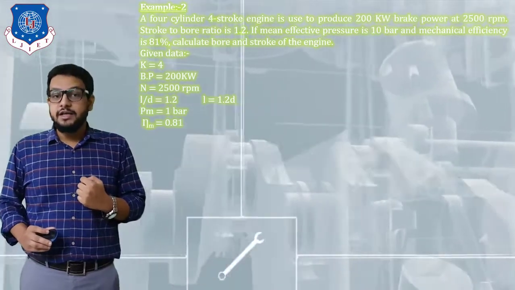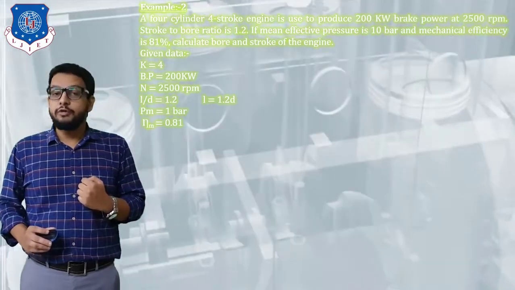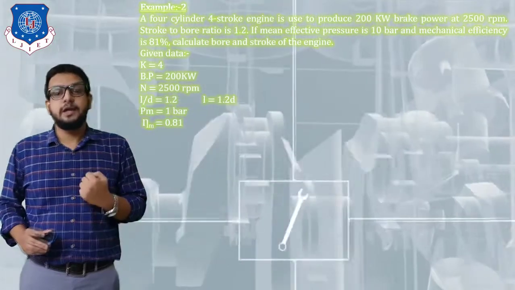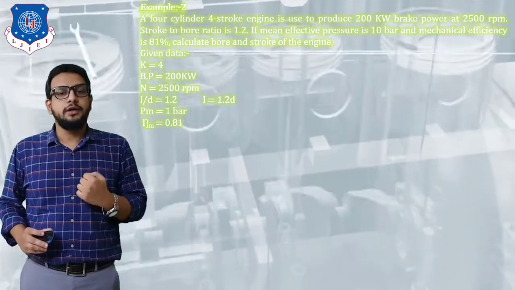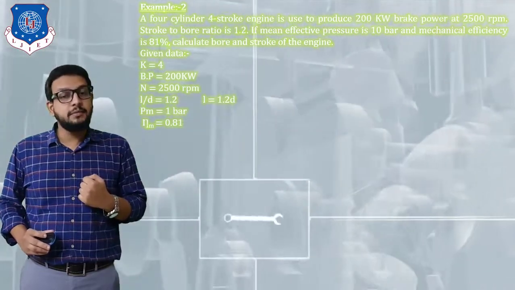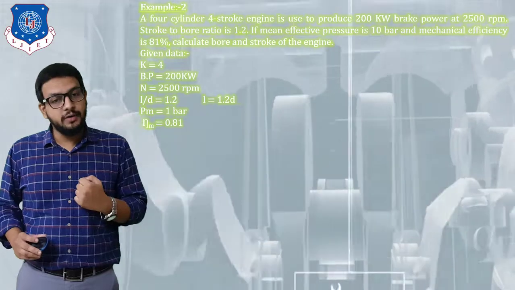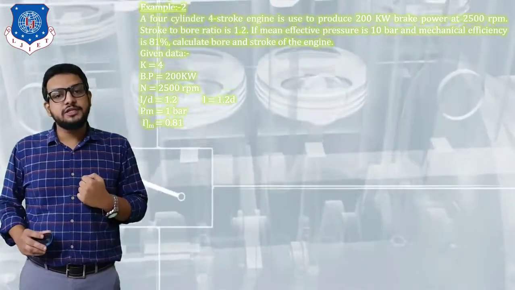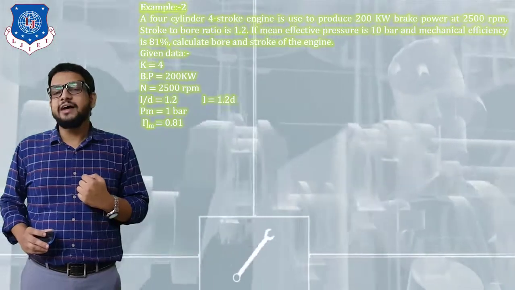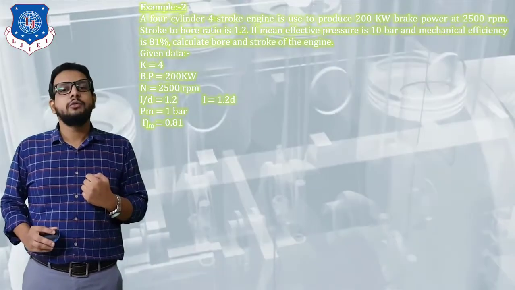Okay, L by D ratio, that is stroke to bore ratio, is given, that is 1.2. So we can write L is equal to 1.2 D. PM, that is mean effective pressure. So basically it is an indicated mean effective pressure, which is 10 bar, and mechanical efficiency is given, that is 81%. So in terms of fraction we can write eta m is equal to 0.81.